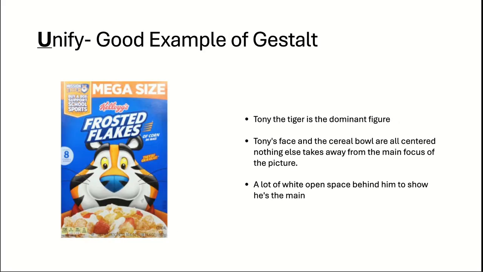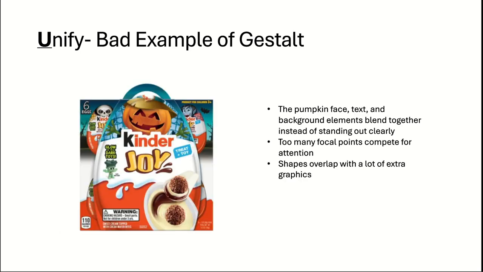We have the Gestalt, which is the Frosted Flakes. So I think this is a good example. Tony the Tiger is the dominant figure. Tony's face and the cereal bowl are all centered. There's nothing else that takes away from the main focus of the picture. And there's a lot of white space open behind him to show he's the main.